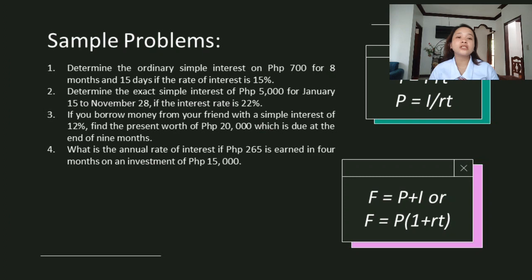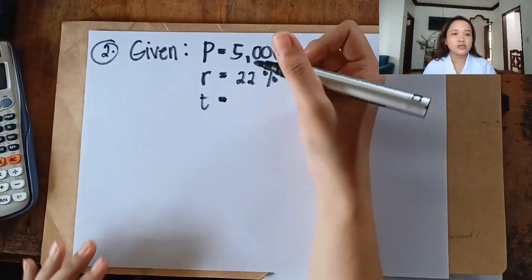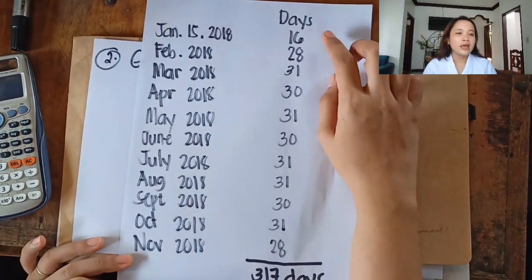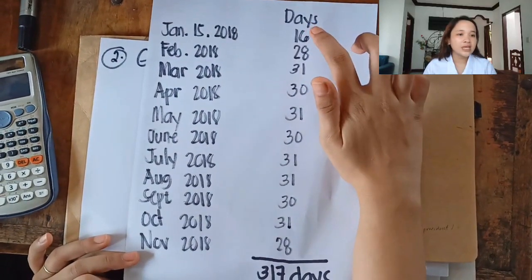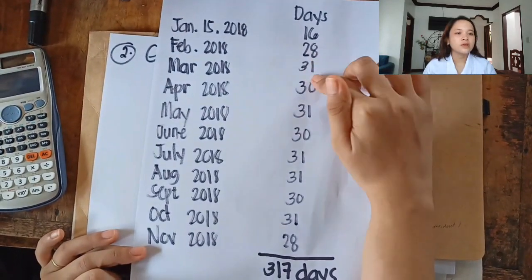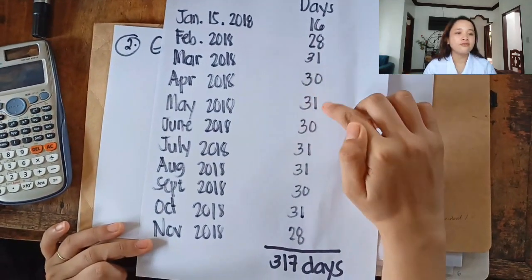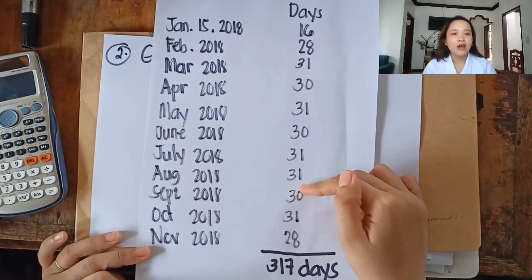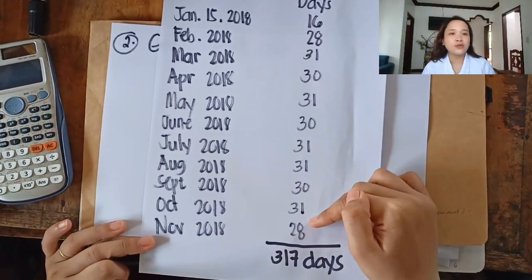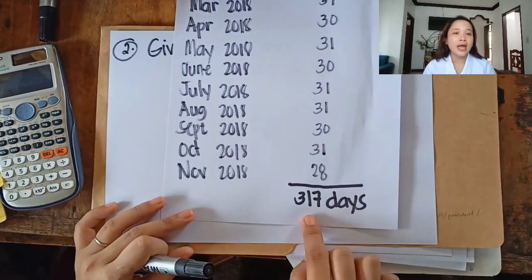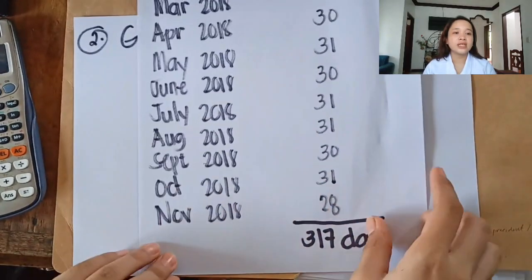And now for our second problem: determine the exact simple interest of 5,000 pesos from January 15 to November 28 if the interest rate is 22%. So in this problem, we have the given. To solve for the time or to get the days, we have here a computation of days in a month. So we have 317 days from January 15 to November 28. So that would be our time, the 317 days.